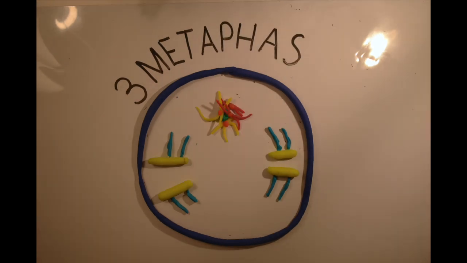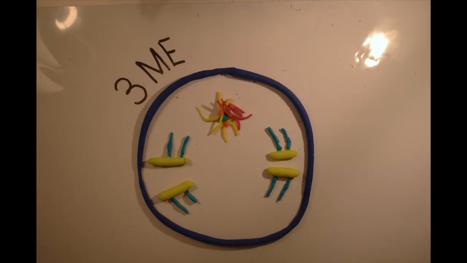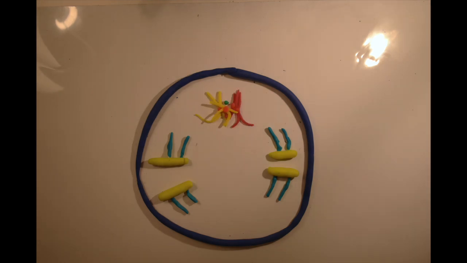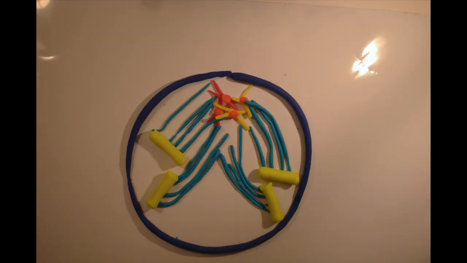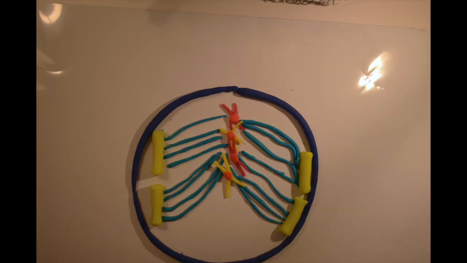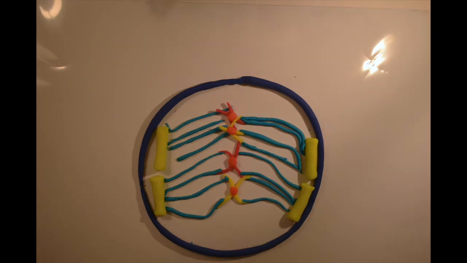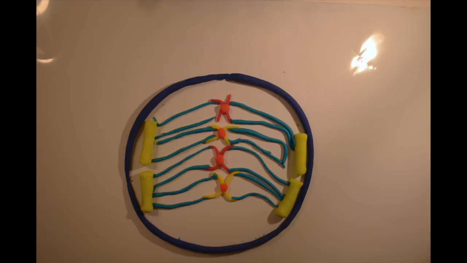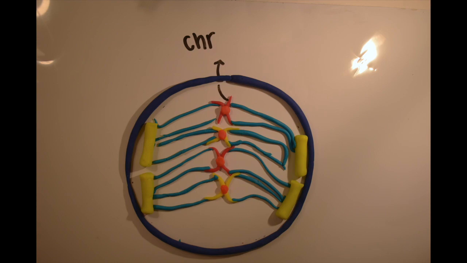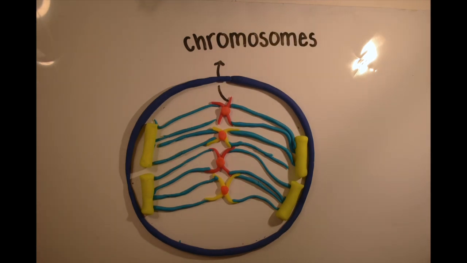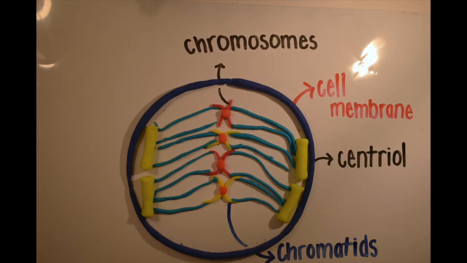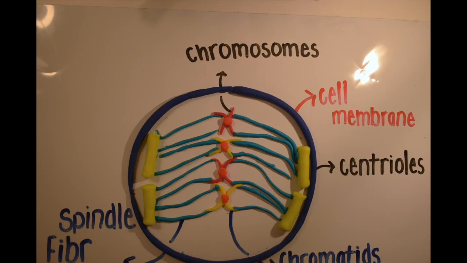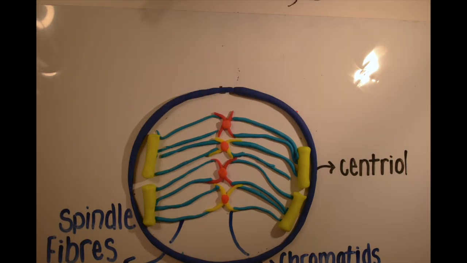Now on to metaphase. As you can see, the nuclear membrane has now officially disappeared, leaving the chromosomes on their own. The spindle fibers have further grown towards the chromosomes and have attached themselves to them. They have also brought them to the middle of the cell, creating a straight line. Okay, so we'll just review the parts of the cell really quickly. So 2 chromatids make 1 chromosome. So those are the chromatids and chromosomes. That is the cell membrane. Those are the centrioles, and those are the spindle fibers.